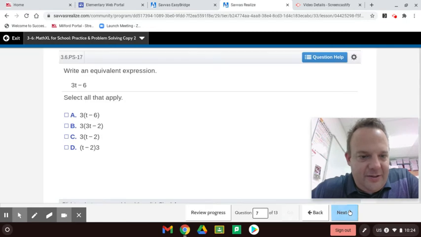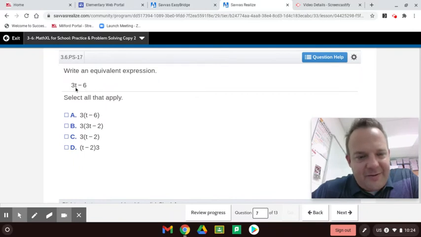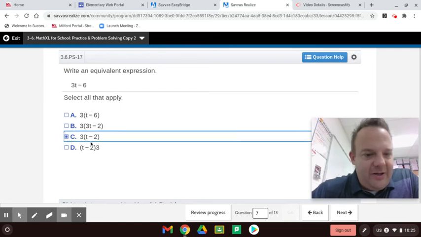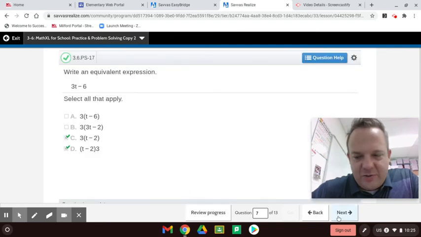All right. Moving right along. We have, what's a common factor of 3t and 6? That's right. 3 would be the greatest common factor there. So we factor out the 3. And we have 3 times t is 3t, and 3 times 6 is 18. Oh, not that one. Here it is. 3 times t is 3t, and 3 times 2 is 6. And then we use the commutative property to switch those around, because you can do that if it's all multiplication or all addition.